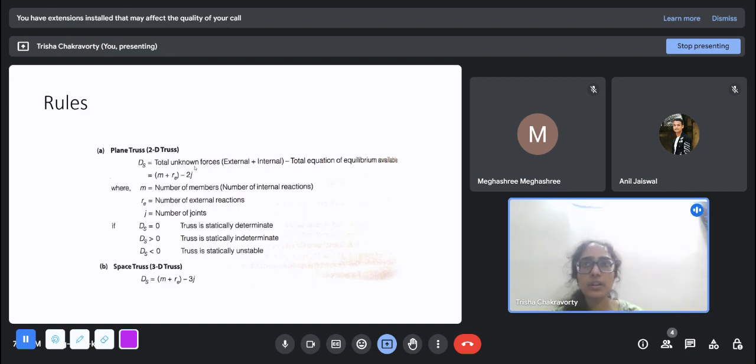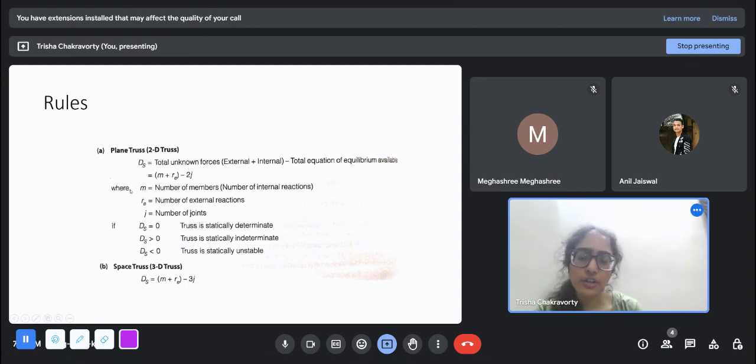We learned how to solve indeterminate beams using the method of consistent deformation. This class we are going to look at how we solve indeterminate trusses, and week 9 looks at how to solve indeterminate frames. So this is the first step, to find the degree of indeterminacy. DS is the degree of total indeterminacy: total unknown forces, external plus internal, minus the total equations of equilibrium available.